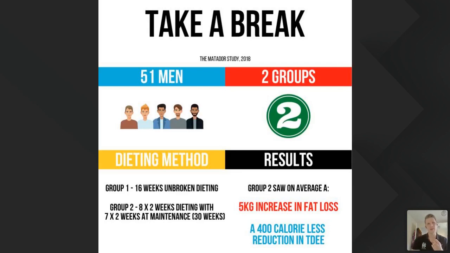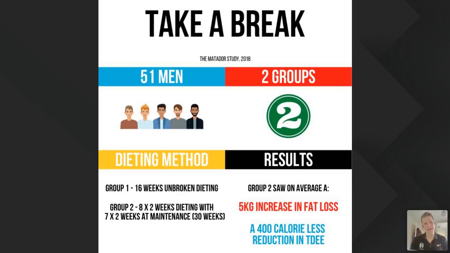Group one did 16 weeks of unbroken dieting. So they were in a calorie deficit that was assigned to them, and they stayed in that the whole time. And this, by the way, was all conducted via food that was given to them. It was essentially to take out any of the cheating that could go on in the diet.